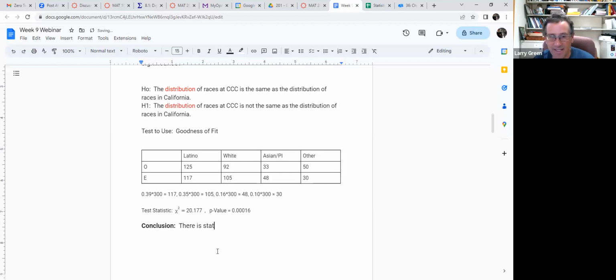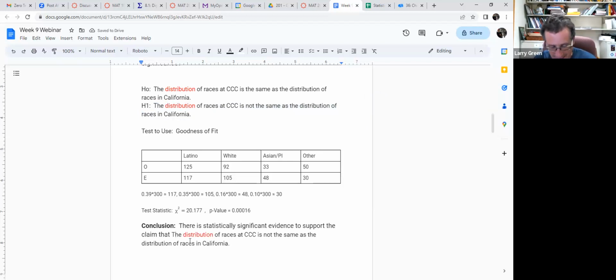Yeah, statistically significant evidence to support the claim. And the nice thing about having it in words is I can copy and paste. Just change the grammar a little bit. Maybe change the color too.